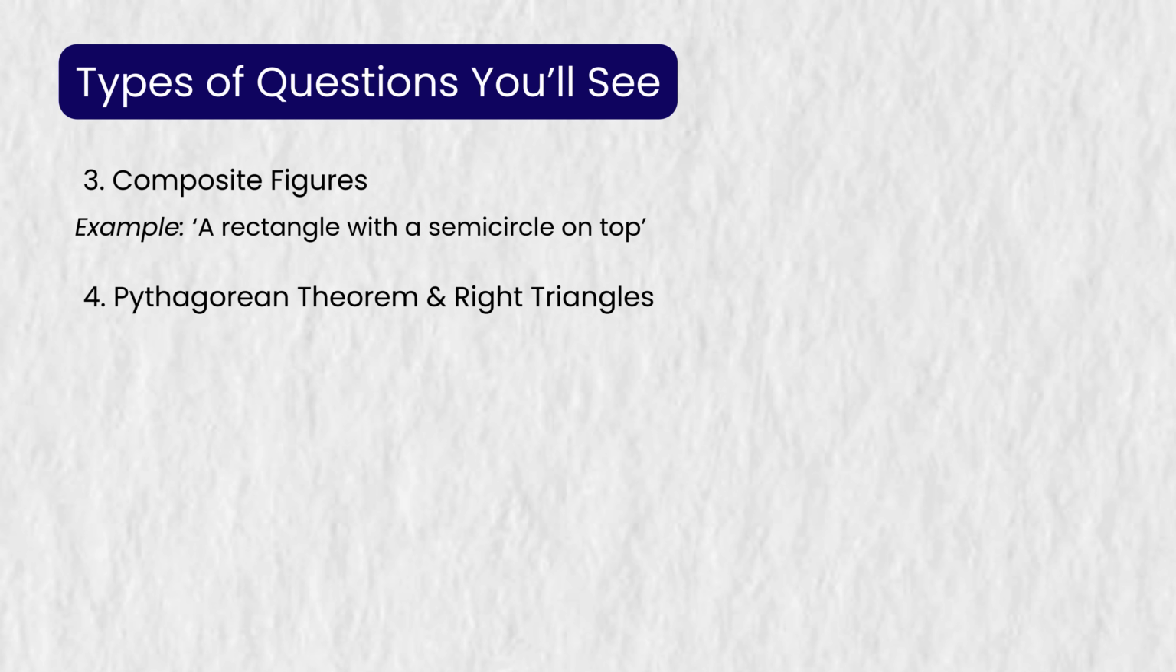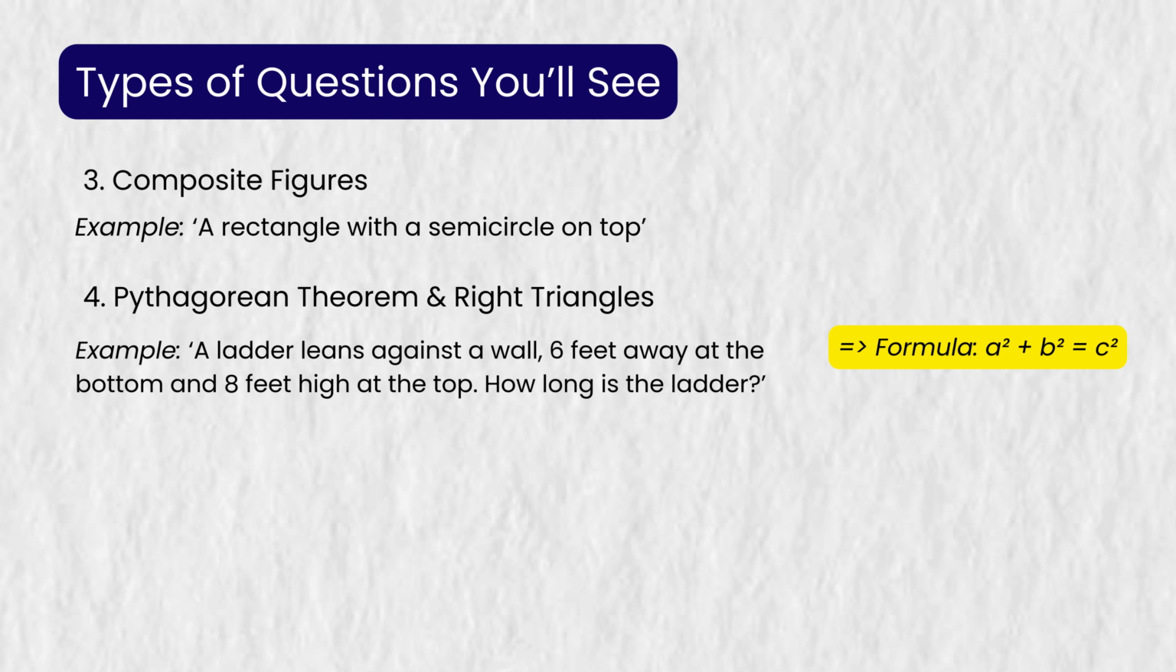Fourth, Pythagorean theorem and right triangles. This comes up often. Anytime you see words like ladder, ramp, or diagonal, think of the formula a squared plus b squared equals c squared. Example: a ladder leans against a wall, 6 feet away at the bottom and 8 feet high at the top. How long is the ladder? That's the hypotenuse.